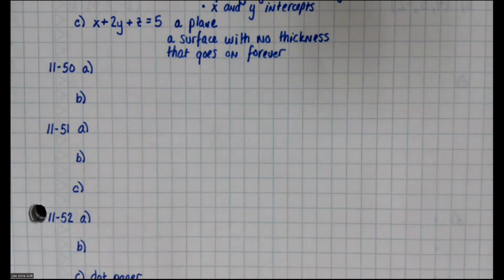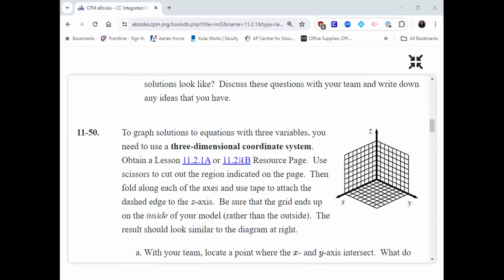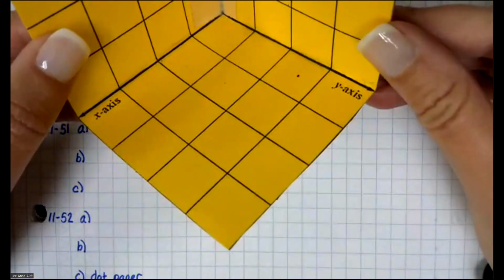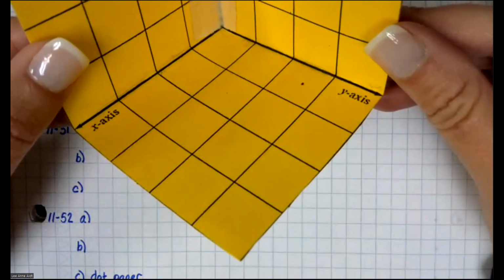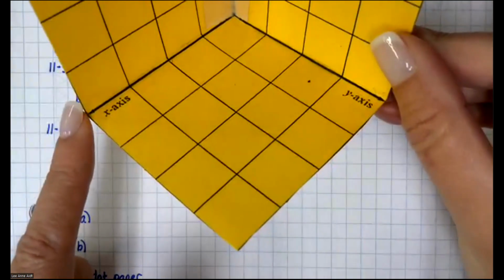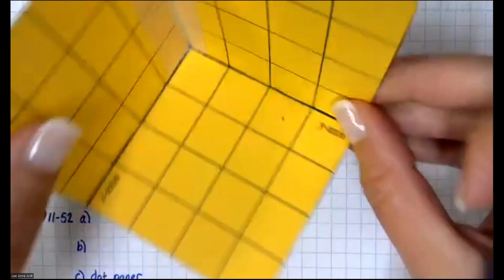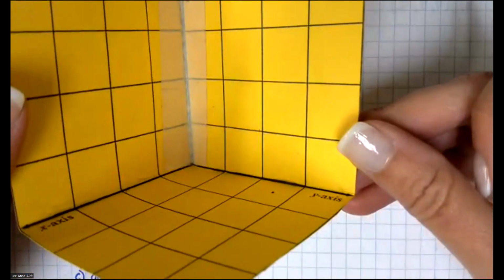Number 50. To graph solutions to equations with three variables, you need to use a three-dimensional coordinate system. Obtain a blank resource page. Okay, you have it. It's the yellow thing. If you guys could grab your yellow thing. And I want you to orient it just like this towards yourselves. That's why I gave you two of them per table. I want you to have the x-axis on the left side, the y-axis on the right side, and the z-axis going straight up. So it should look something like this.